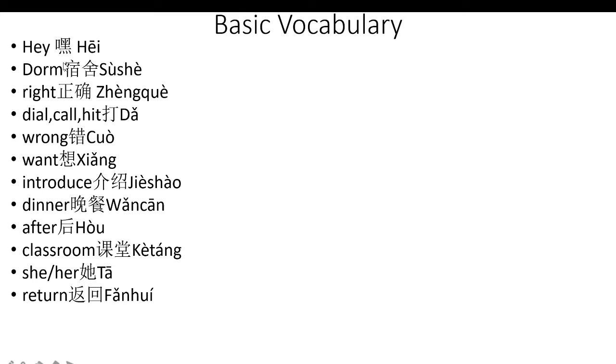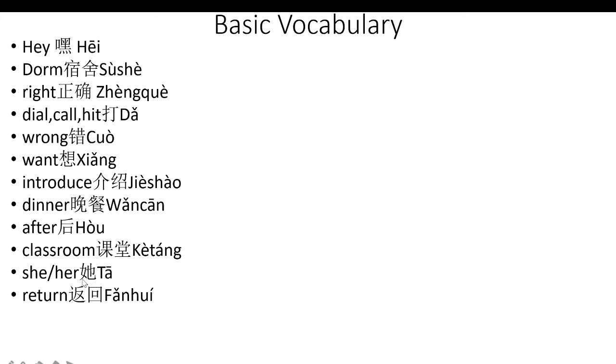Su shi is dormitory. Zhang tui is right. Right is as this is correct. So, da is dial, call, or hit. Chuo is wrong. Xiang is want. Jie xiao is introduce. Wan chan is dinner. Ho is after. Ke tang is classroom.